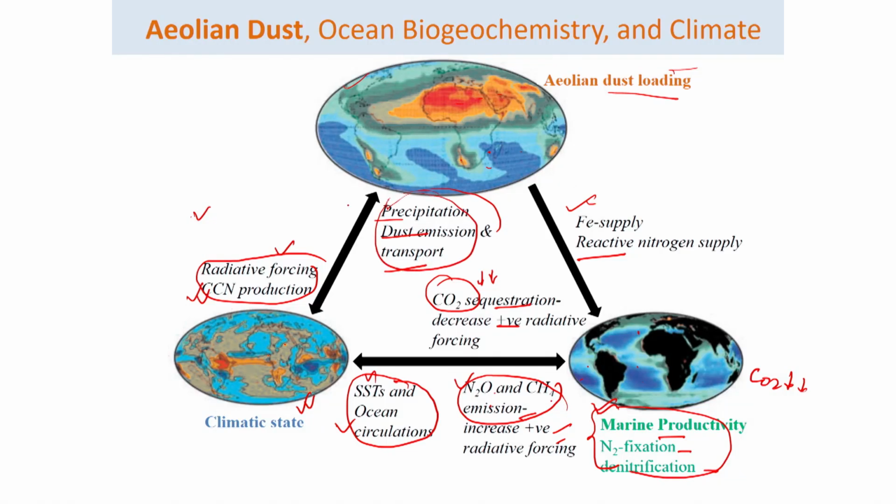So, all the processes, if you see, it is not just a one-way process of micronutrient deposition to the ocean. There are other processes, feedback mechanisms, because of which the climate can change, the sea surface temperature can change, ocean circulation can even change, and then there will be changes in N2O and CH4 emissions. Carbon dioxide will be sequestered, and the CCN properties of the clouds and radiative properties will change. To sum up, it is very important that we understand aeolian dust, ocean biogeochemistry and climate. With this, I stop this lecture.